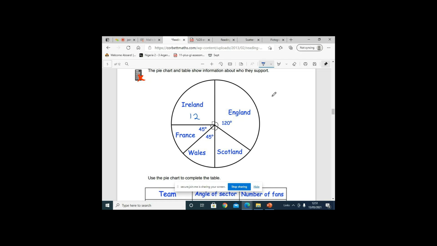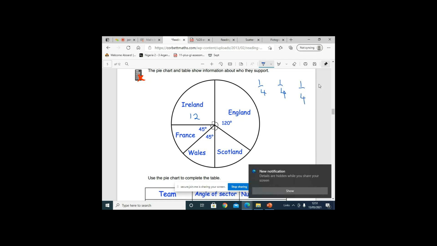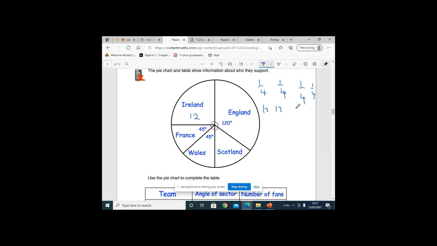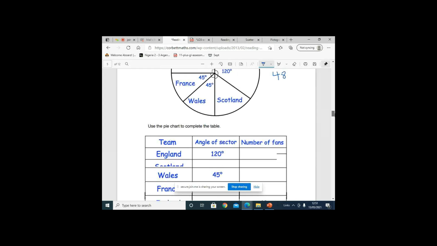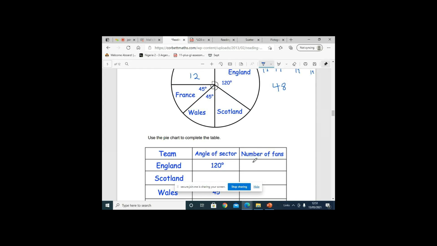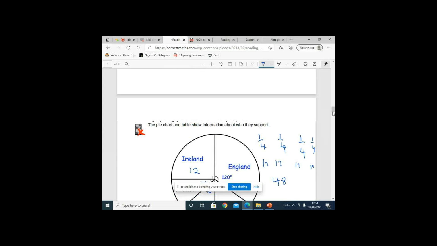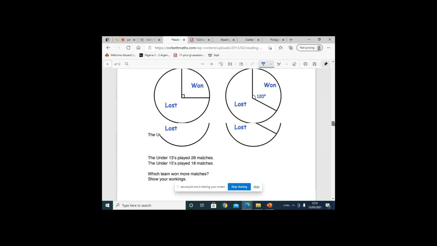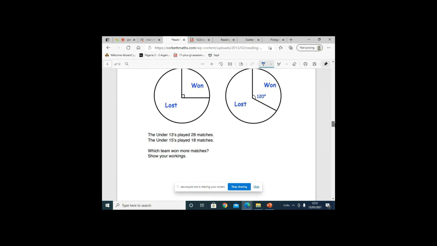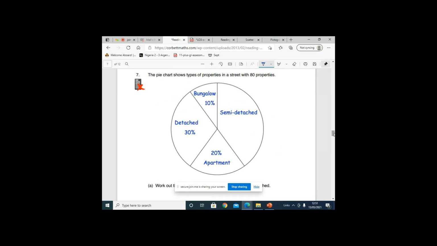No, 4 quarters will make one whole. A quarter, a quarter, a quarter, and a quarter. So if a quarter is 12, what's 12 times 4? It's going to be 48. So everything is going to be 48 in total. So this one is like a third. A third of 48 is going to be 16. And so you just keep on doing it like that. So I understand now. Yeah.